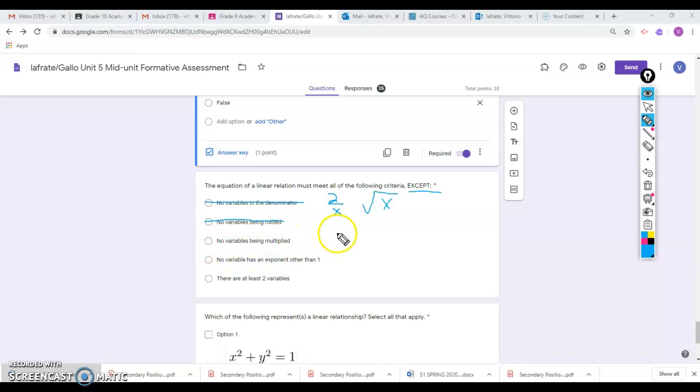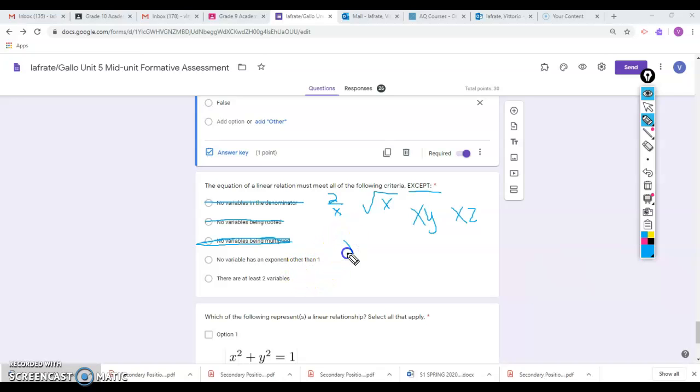No variables being multiplied. That's also the case. You don't want to have something like x multiplied by y or x multiplied by z as a variable, so to speak. So that's also one of the rules. Can't have that. No variable has an exponent other than 1.